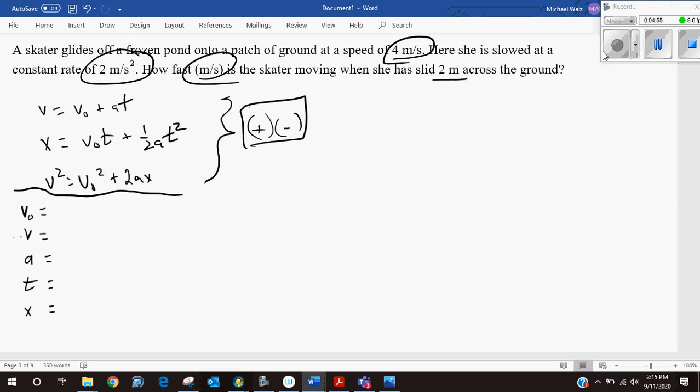So your initial velocity is 4. Your final velocity is what we're looking for, right? Okay. Your acceleration is 2. Do you think it's just 2? Look at that and tell me if you think it's just 2.